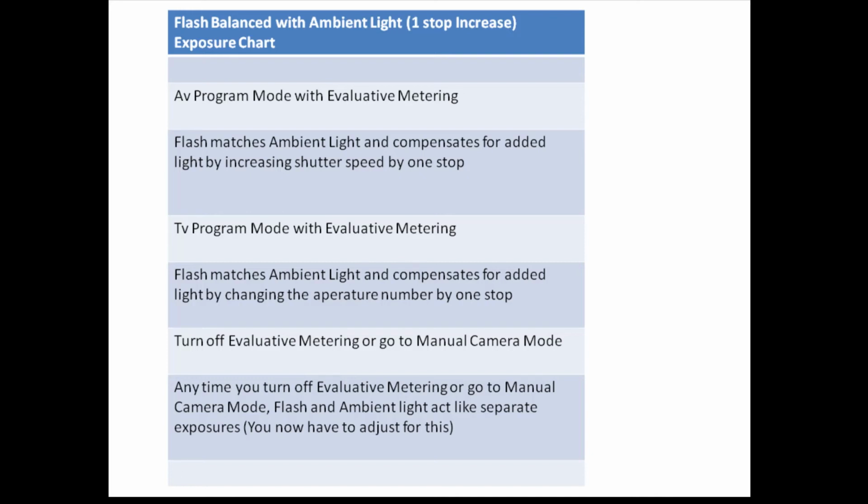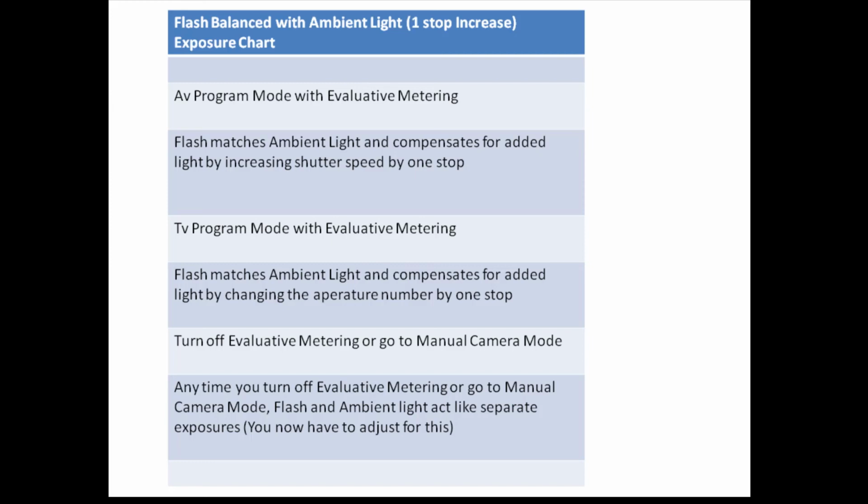Okay, so for the chart here, basically anytime you're in aperture priority mode and you have evaluative metering on, flash matches the ambient light and compensates by one stop. In shutter priority mode, same thing. Flash matches the ambient, only compensates with the aperture instead of the shutter by one stop.